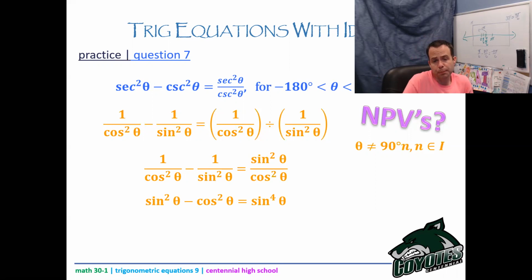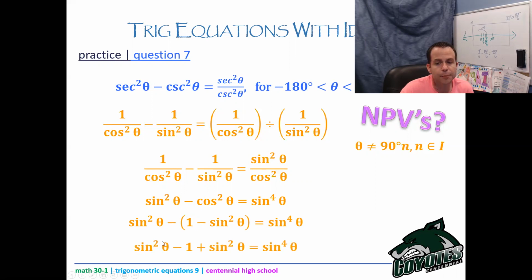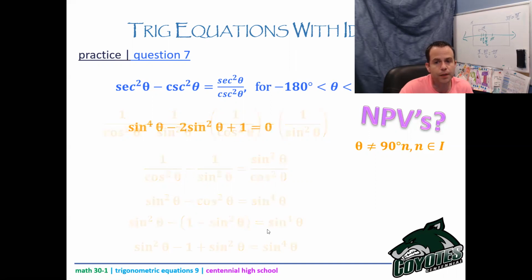Now, I'm hoping you feel good about what your next step would be. I'm going to take my cos squared theta and switch it to 1 minus sine squared theta. I'm going to use that Pythagorean identity. Remember that that negative will apply to both here. So this is going to end up being negative 1 and plus sine squared theta. Now I'm going to bring everything over to one side and set it equal to 0. This is 2 sine squared theta. This is a negative 1, but I'm going to bring them over here so that it equals 0. So that's going to end up with sine to the 4 theta minus 2 sine squared theta and plus 1.